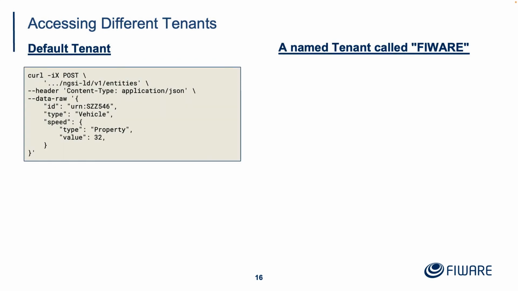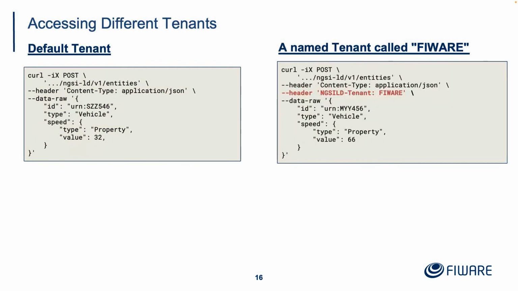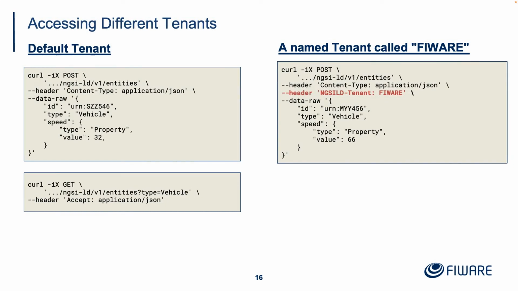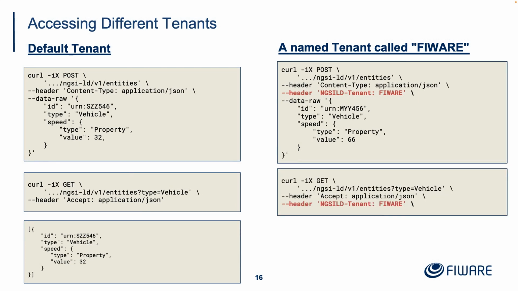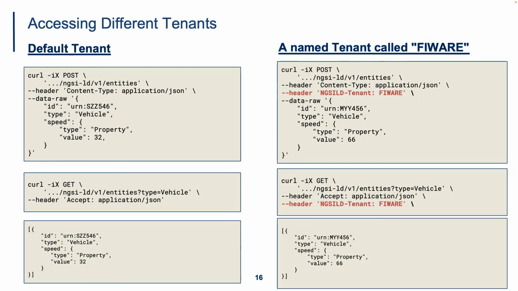Normally I would just do a direct request, and it's just, hey, here's a vehicle, here's a speed, whatever. The difference is that I now add this additional header, in this case NGSILD-Tenant FIWARE, whenever I'm doing the POST request, or indeed when I do the GET request. If I do a GET request, I'm getting the vehicle 32 here, but if I'm doing it for the tenant, I would get the alternate set of data.